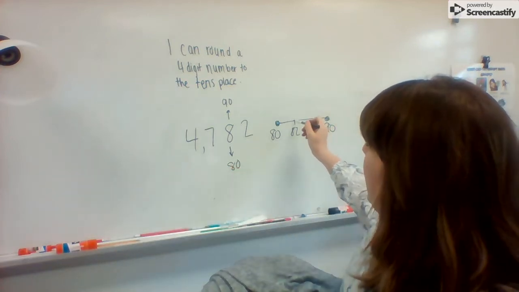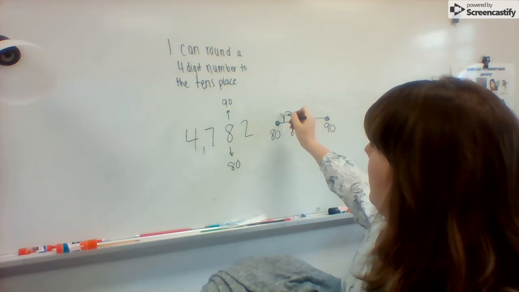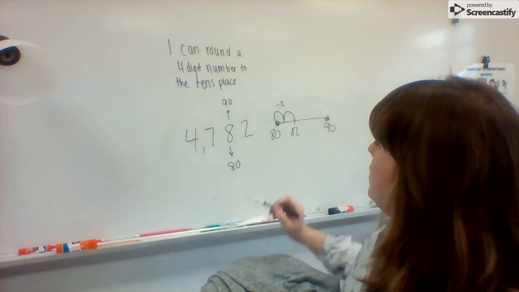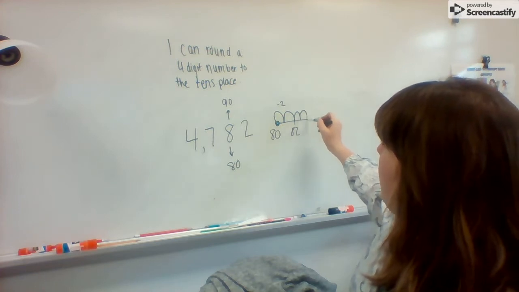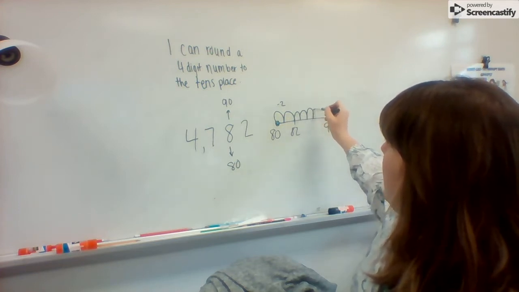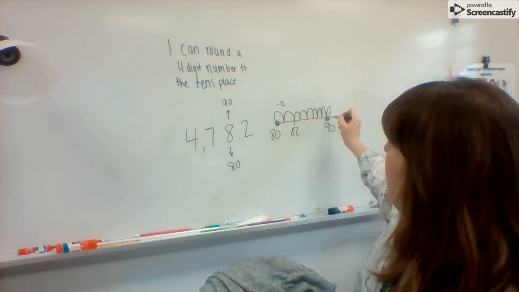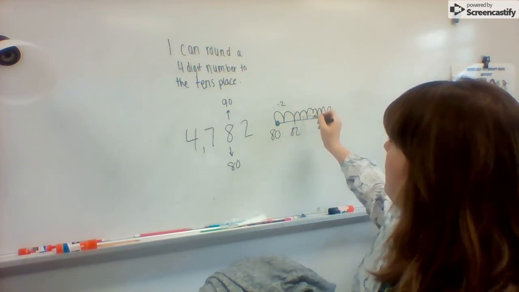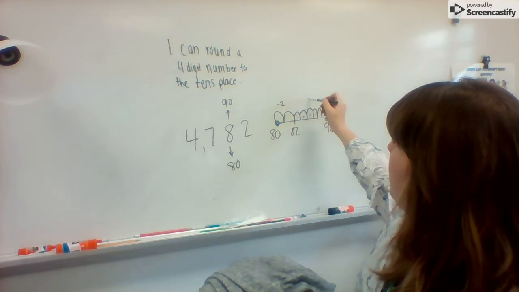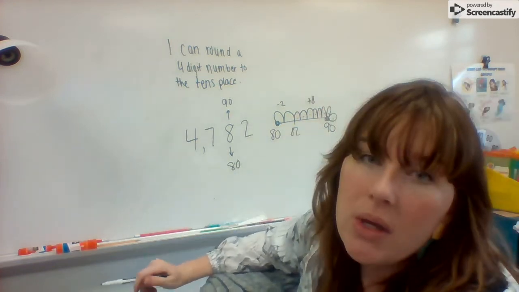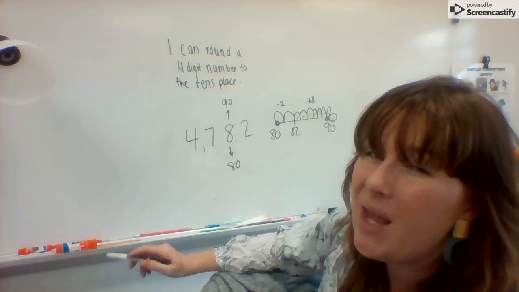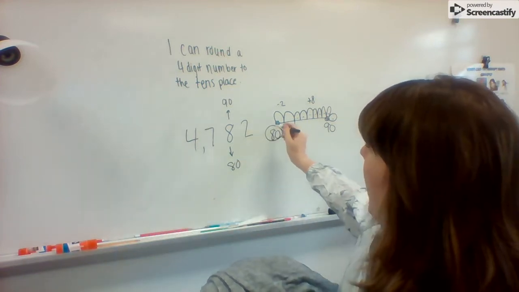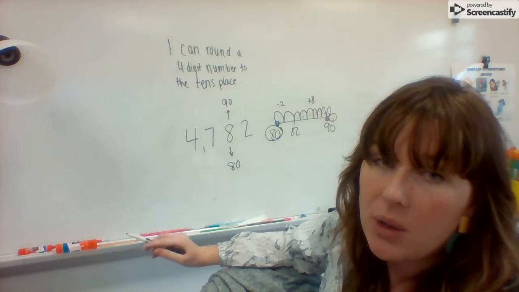I count backwards from 82, so it goes 82, 81, 80. That's minus 2 ones. To get up to 90, I go 82, 83, 84, 85, 86, 87, 88, 89, 90. 1, 2, 3, 4, 5, 6, 7, 8. Plus 8 ones. So you have to think, is it closer to go back by 2 ones or closer to go up by 8 ones? And it's going to be closer to go back by 2 ones. So I'm going to round to 80.